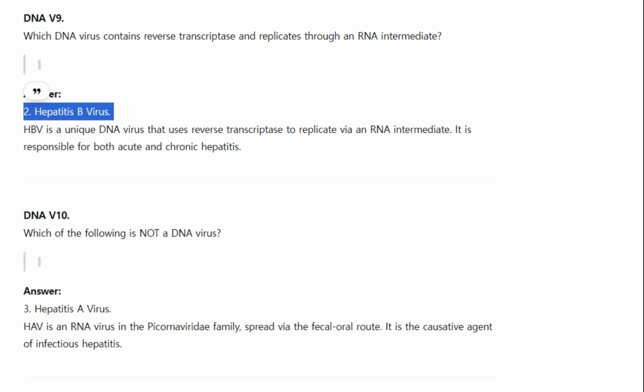DNA V10. Which of the following is not a DNA virus? 3. Hepatitis A virus. HAV is an RNA virus in the Picornaviridae family, spread via the fecal-oral route. It is the causative agent of infectious hepatitis.